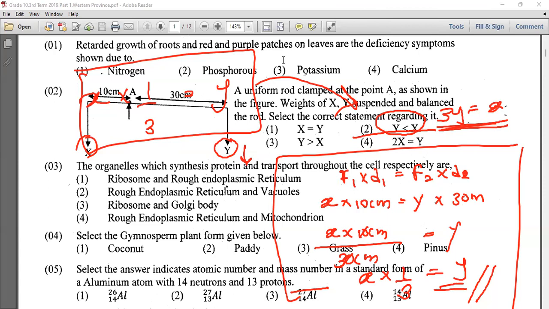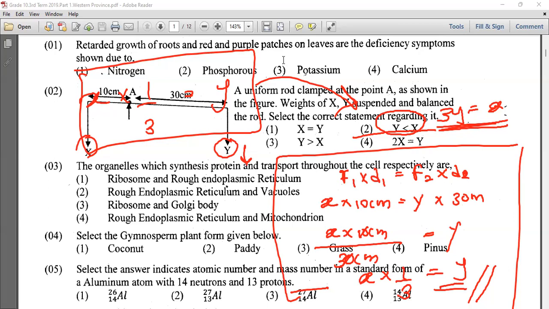All right, next one, third question. Organelles which synthesize protein and transport it throughout the cell, respectively. Protein synthesis is completely done by ribosomes, right? Because inside the ribosome only the protein synthesis takes place. That's a very amazing mechanism. You will learn it in A-level biology, right?